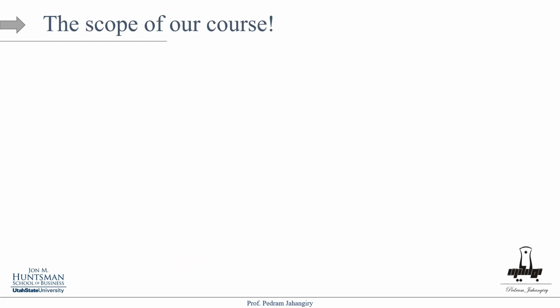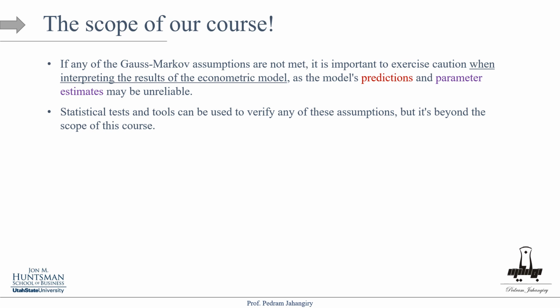All right, let's put it all together. So basically the idea is that if any of these Gauss-Markov assumptions 1 through 5 is violated, it is important to exercise caution when interpreting the results of econometric models, right? Because here the model's predictions and parameter estimates might be completely unreliable, right? At the end of the day, we are doing econometrics and not machine learning, not deep learning, for the sake of its simplicity and interpretability. But that story is going to be valid, that interpretability is legit, only if the assumptions are there.